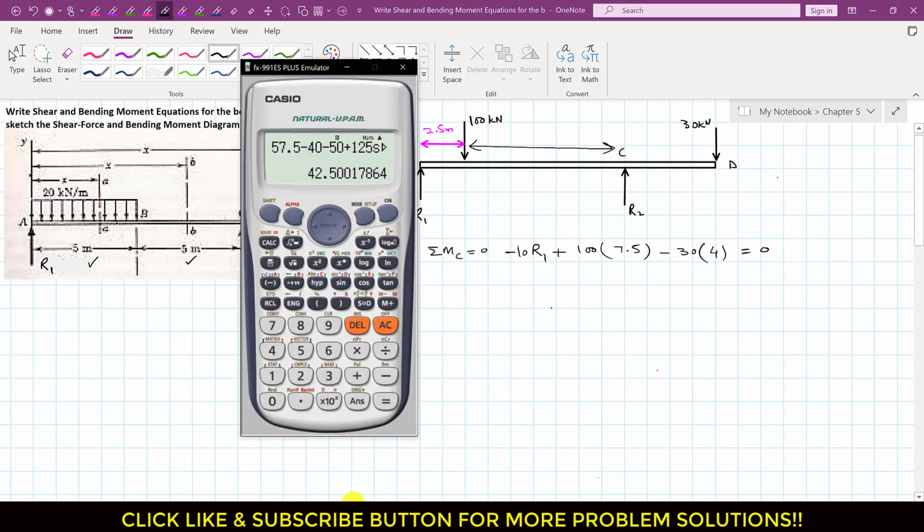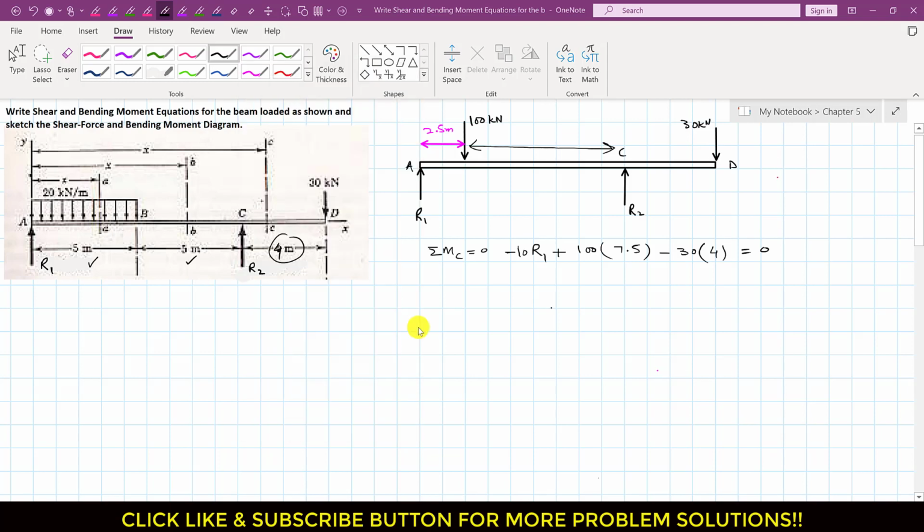So from this we can find R1. R1 will be equal to minus 100 into 7.5 plus 30 into 4, divided by minus 10. So R1 is equal to 63 kilonewton. So here we can write that R1 is 63 kilonewtons, right?